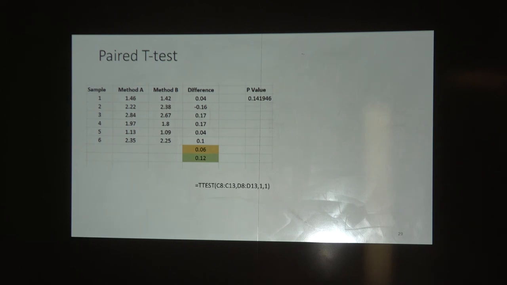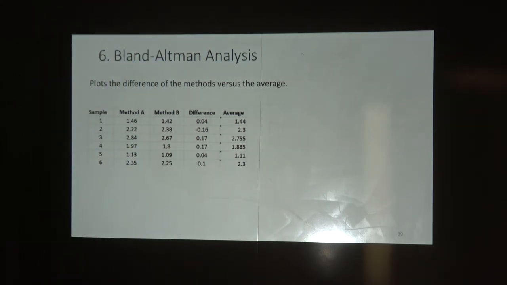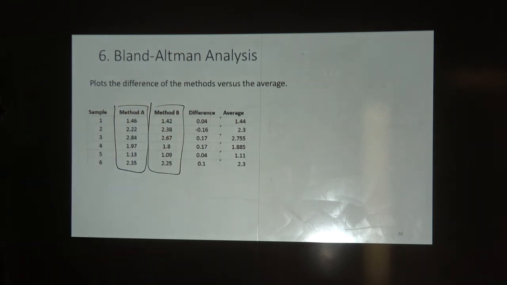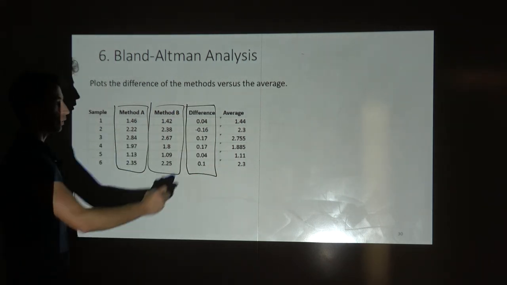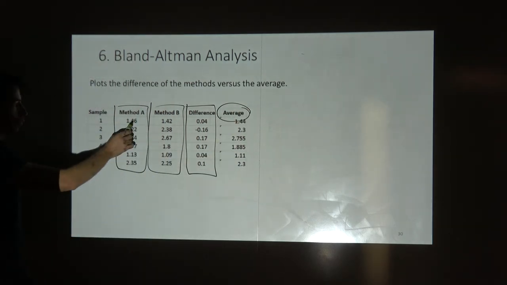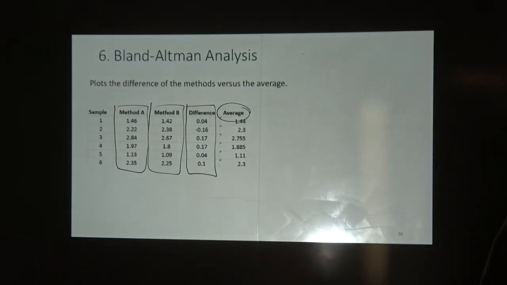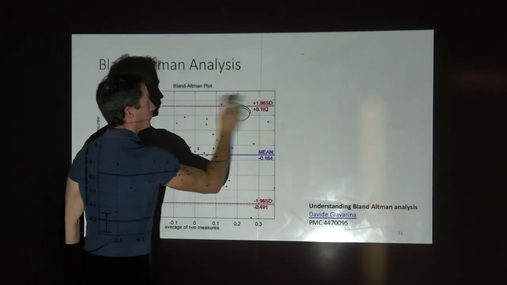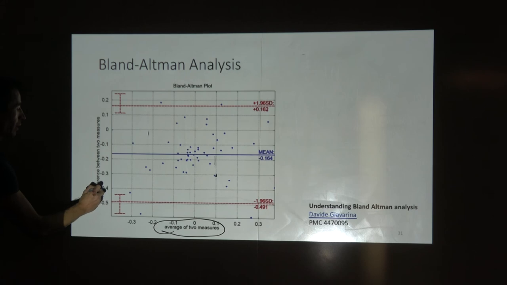Okay. So the last thing then I want to talk about is this Bland-Altman analysis. It's a slightly more sophisticated way to look at and compare two different methods. So method A and method B. In addition to calculating the difference between them, you would also calculate the average of method one and the average of method two, okay? And then you would plot that. Down here on the x-axis is the average of the two methods, on the y-axis is the difference, okay?